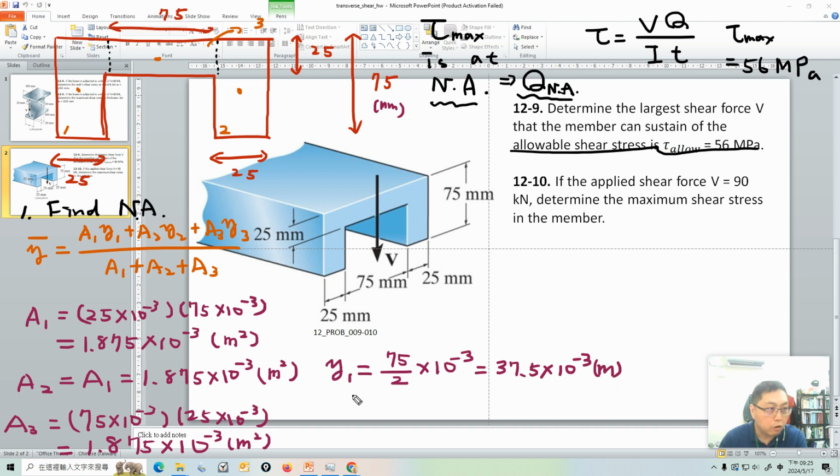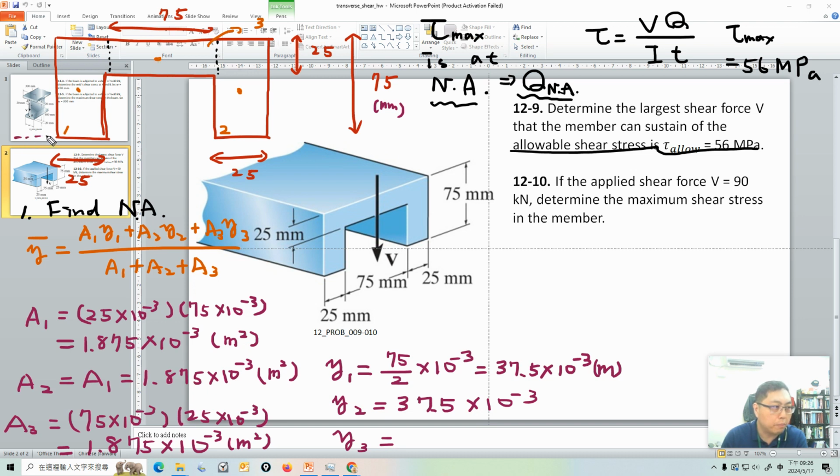Okay, so y2, I believe y2 is the same. So 37.5 times 10 to the power minus 3. And what's our y3? Okay, so y3, be careful. It is the centroid of area 3.